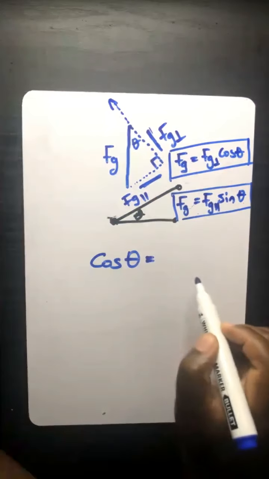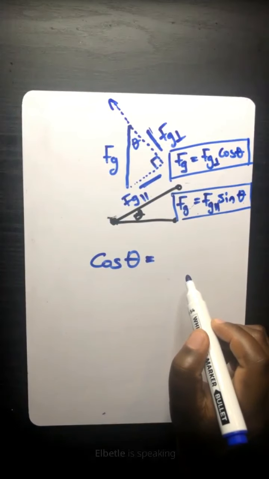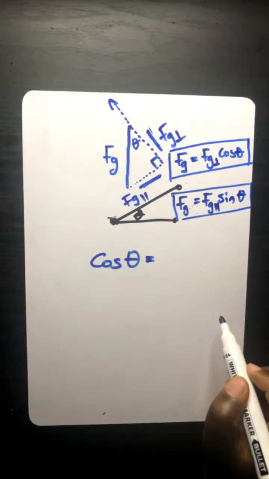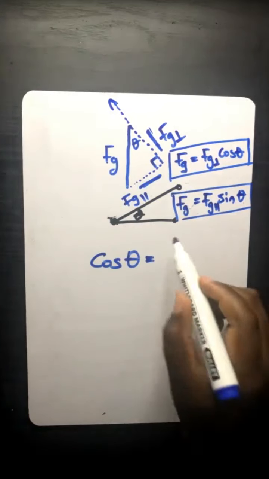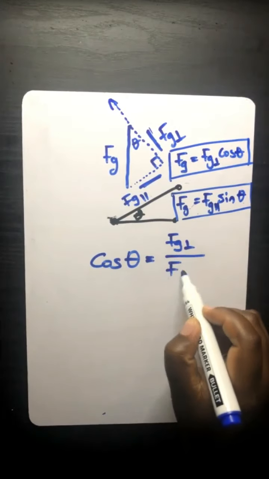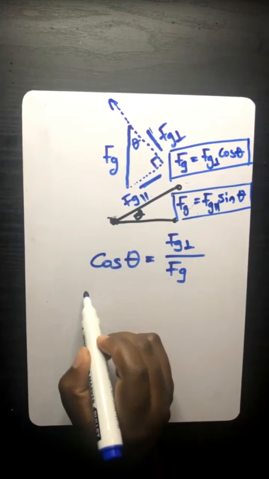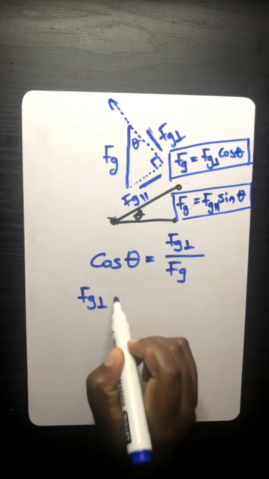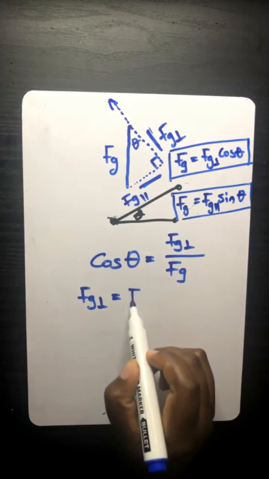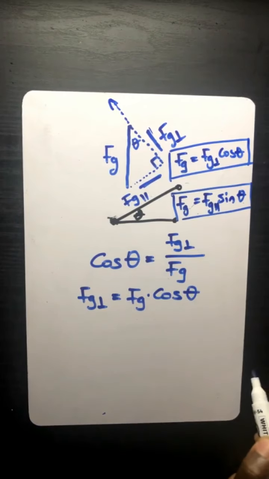So cos angle is going to be equal to what, again, guys? Cos is adjacent over hypotenuse. Yeah, so what is adjacent there? Adjacent, is it not FG perpendicular? It is FG perpendicular over FG. So we cross multiply, which means FG perpendicular is equal to FG multiplied by cos of angle.